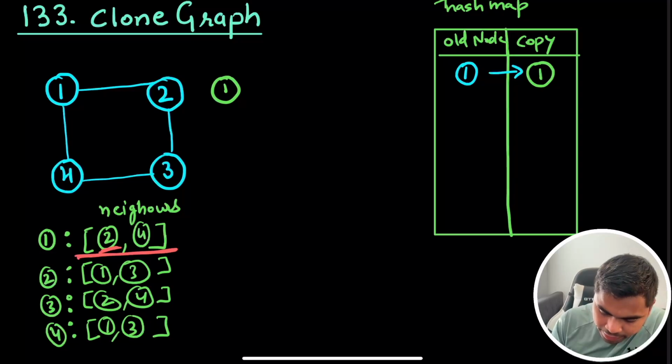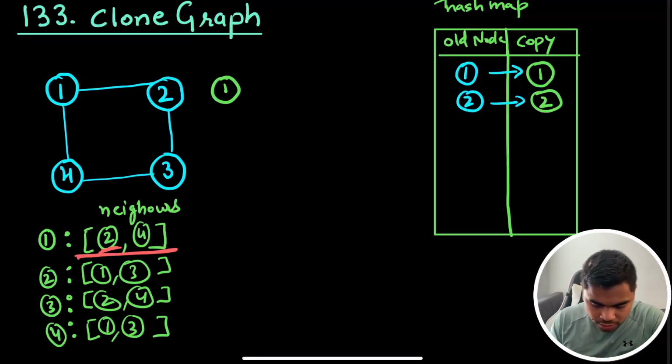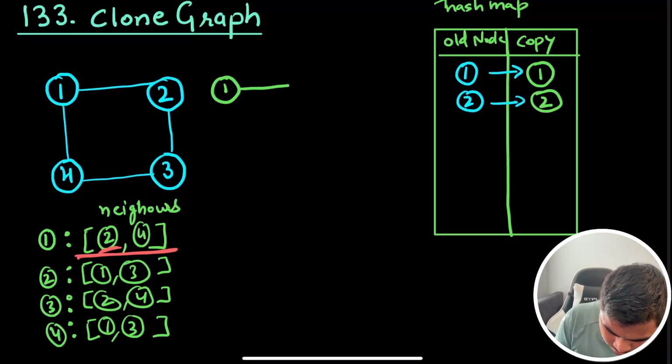Is 2 present in my hash map? No, it's not. So I will add it to the hash map and create the copy, which is going to have the same value. When I'm creating this, at the same time I will attach that to the neighbor list of the clone graph's node. So I'll add that right here as well.